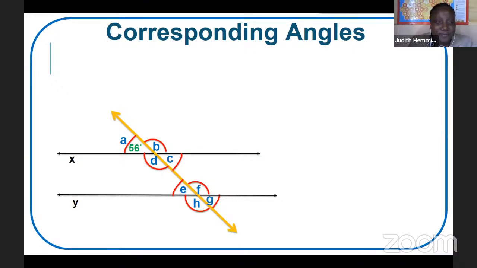All right, so based on where they are located on each of the lines which are parallel that are cut by the transversal, we see that A is above that line on the left and C is above the second line on the left as well. And so corresponding angles are equal.